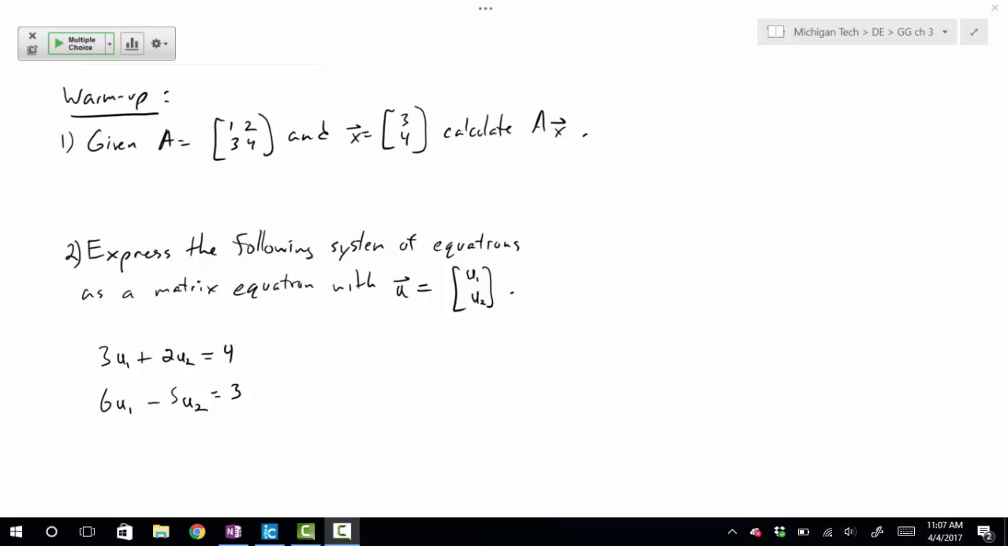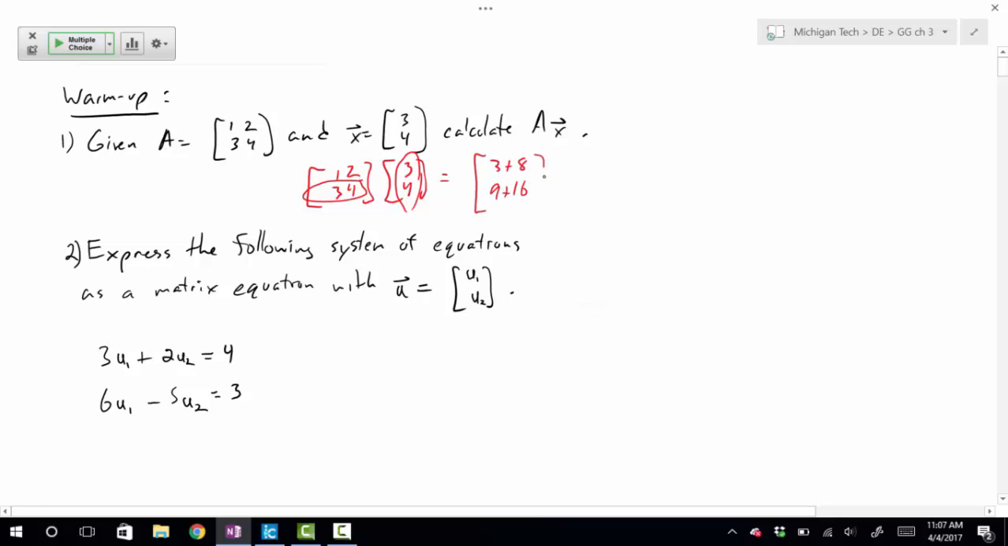I got a matrix, I got a vector, matrix vector multiplication. So here I am just writing my matrix, writing my vector, doing the product as the dot product of the row and the column. So that means my first component would be 3 plus 8. All right, then I look at the second component of the vector result here as the dot product of the second row and the column. I get 9 plus 16. So the resulting vector is 11 and 25.